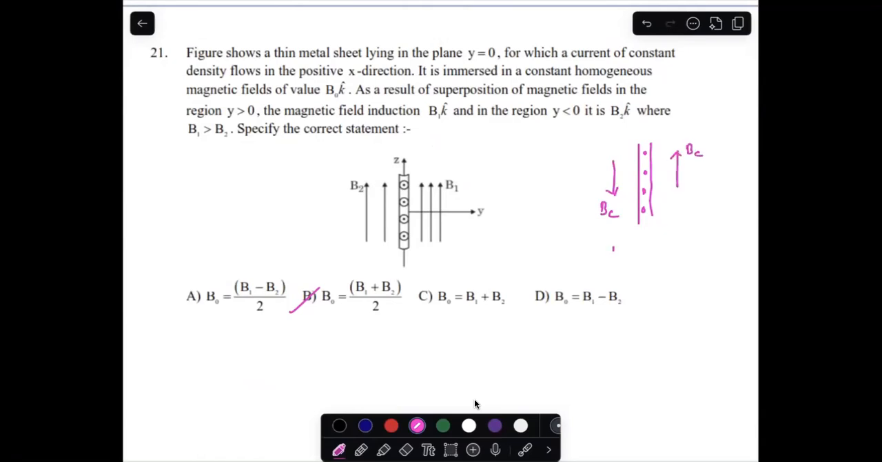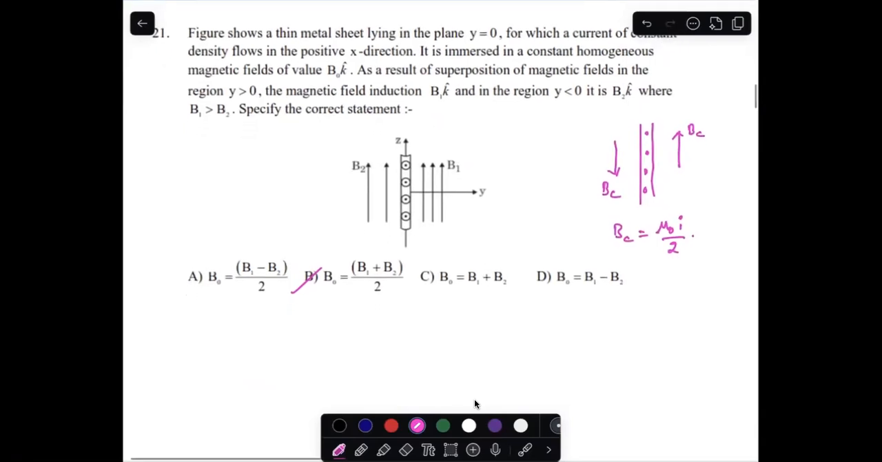And that BC is given as mu naught I by 2. Apply Ampere's law, I will get this. Otherwise, in my notes, I have done this. I stands for current per unit length, not current. Now, the issue is that it is immersed in a uniform constant field.